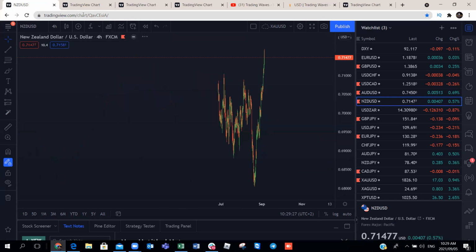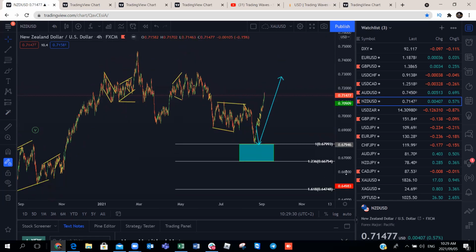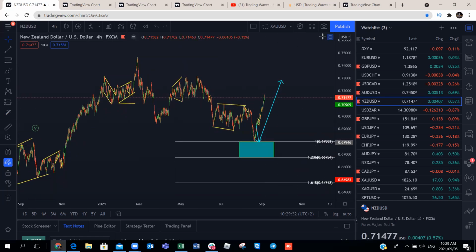New Zealand US dollar, you've seen this one. We've been talking about this one reversing from the blue box. Now, just like the DXY, this one has reversed inch perfect onto the blue box. We've got 3 waves to the downside, 3 waves to the upside, and 3 waves to the downside, and we're now looking for this one to start continuing to the upside.